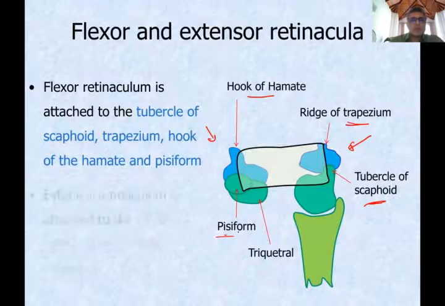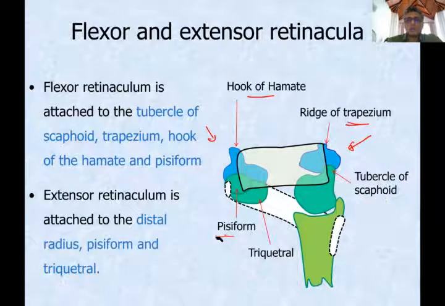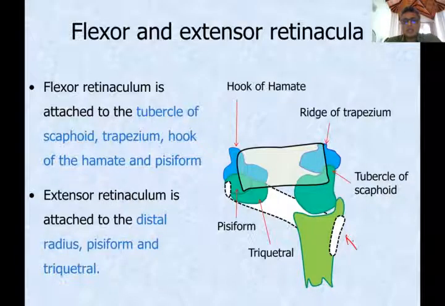So then if you take a look at the extensor retinaculum, on the other hand, it is attached to the distal end of the radius laterally, and medially it is attached to the pisiform and the triquetral bones. Basically, the medial attachment of both flexor and extensor retinacula are almost the same, except for the hook of the hamate. Then the lateral attachment is the difference.